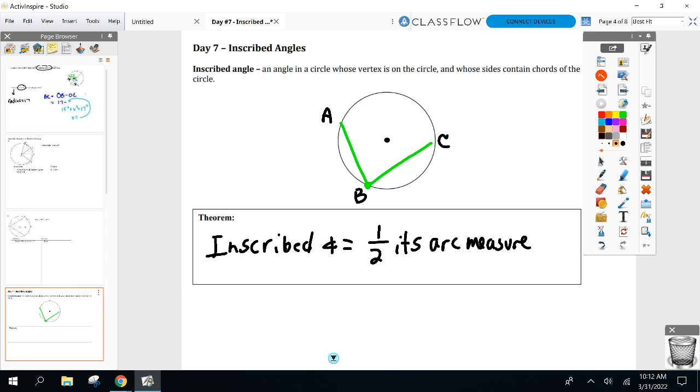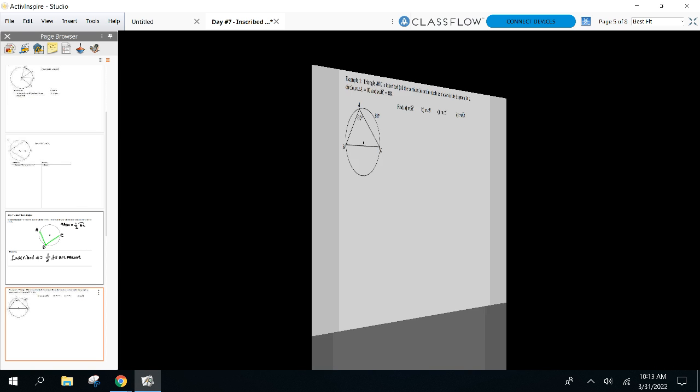Half now. I take half. So go back up to your angle here. Angle ABC. We're going to take half of which arc now? Arc AC. That's how we're going to find the inscribed angles. We're going to take half its arc measure. All right? Questions on an inscribed versus a central? All right, let's go.